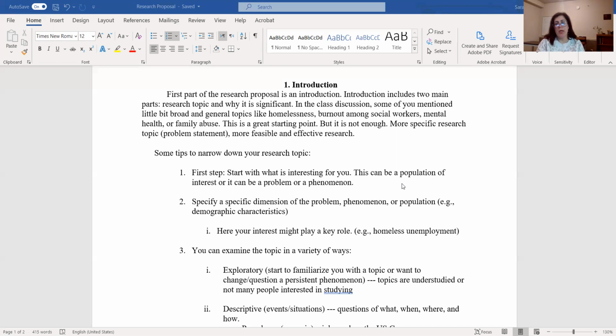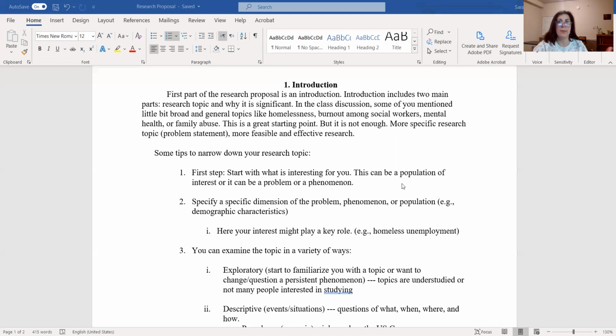And later, in the next step, you can think about how you'd like to approach your research topic. Would you like to be more descriptive? It means to address questions like what, where, when, how. Or are you more interested in studying why? Or would you like to discover and explore something new about this population or this problem?